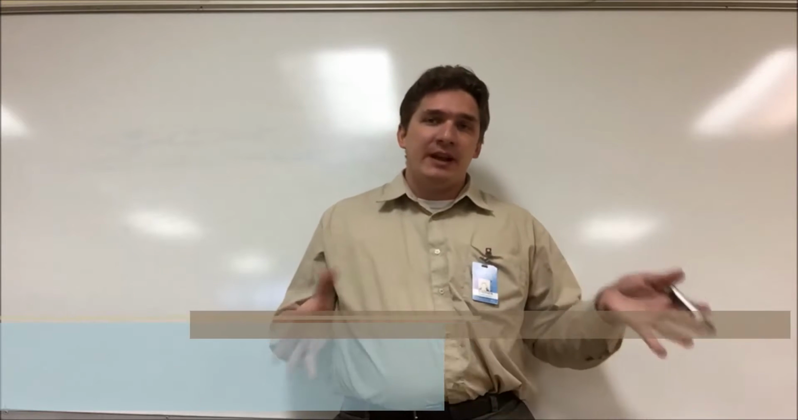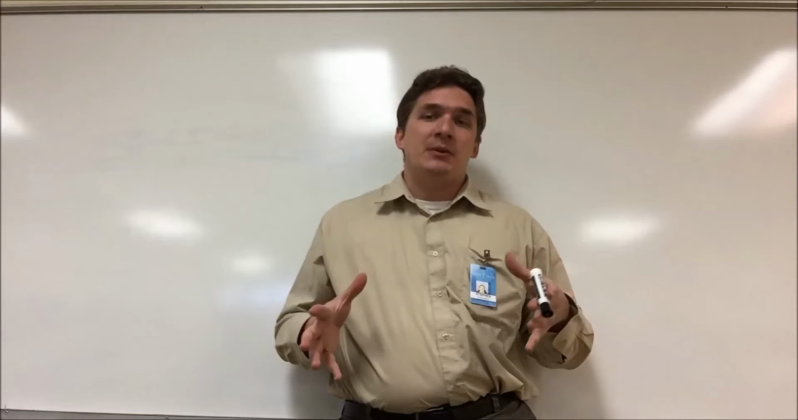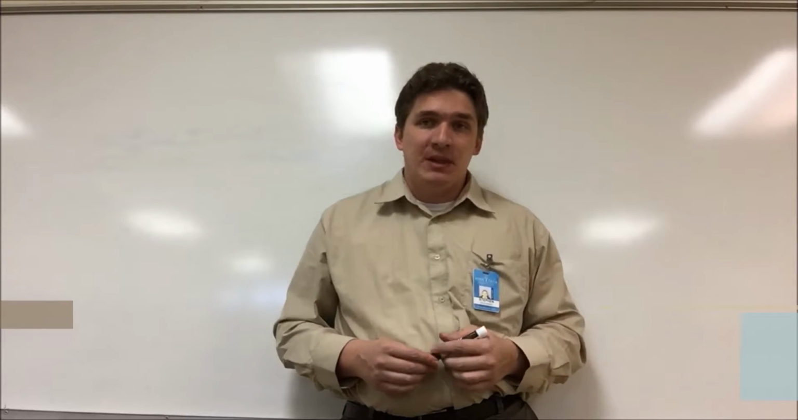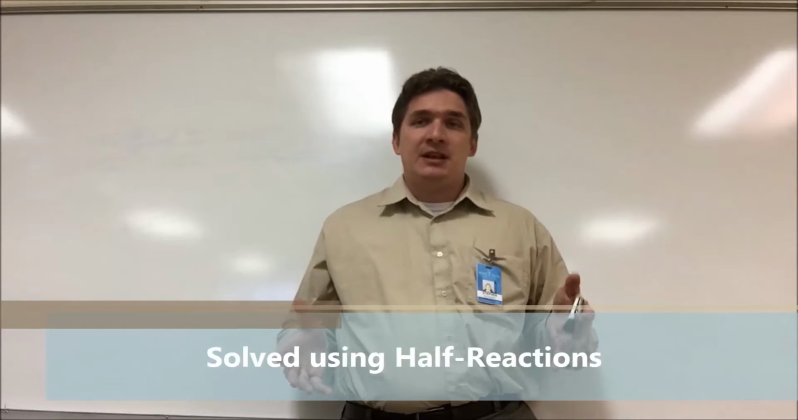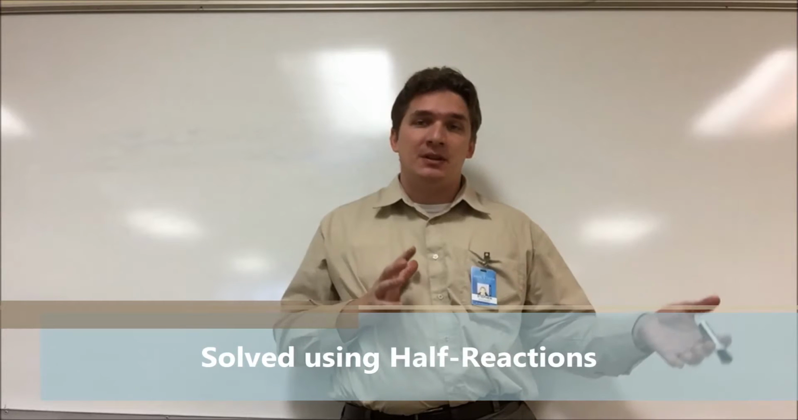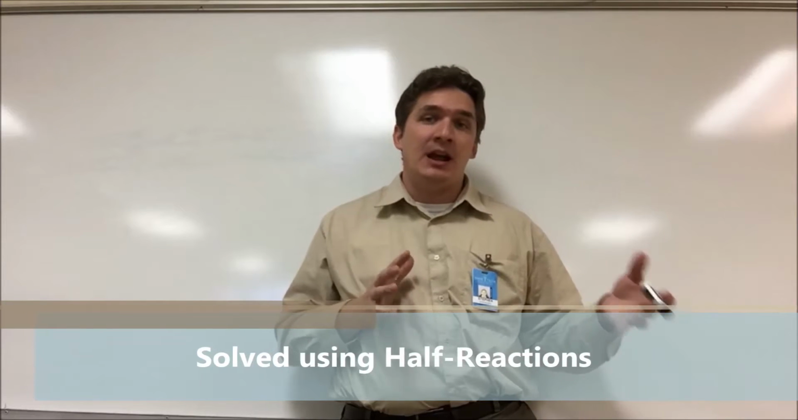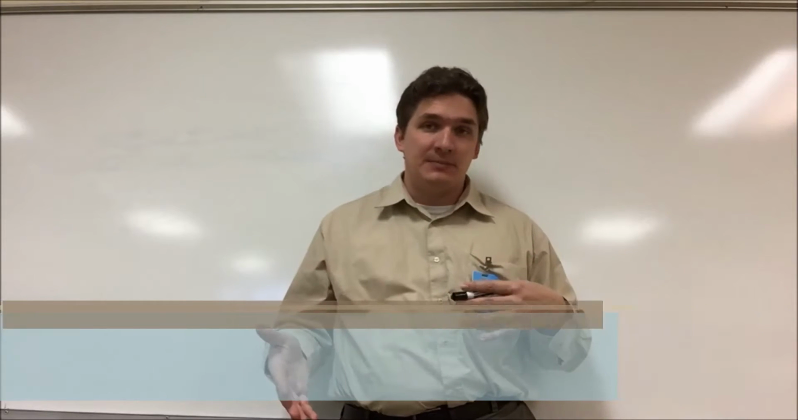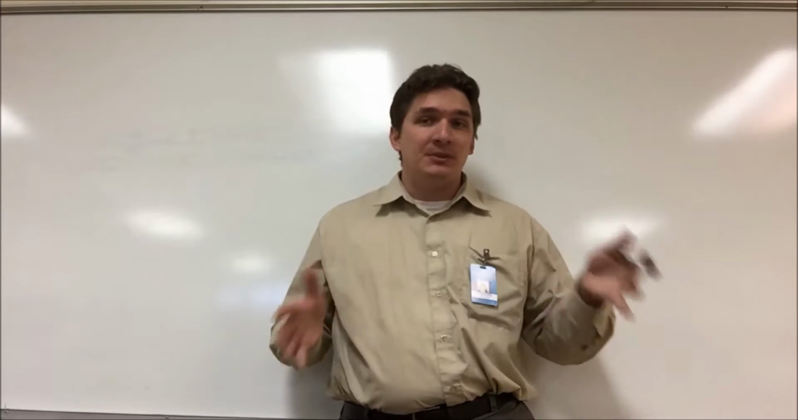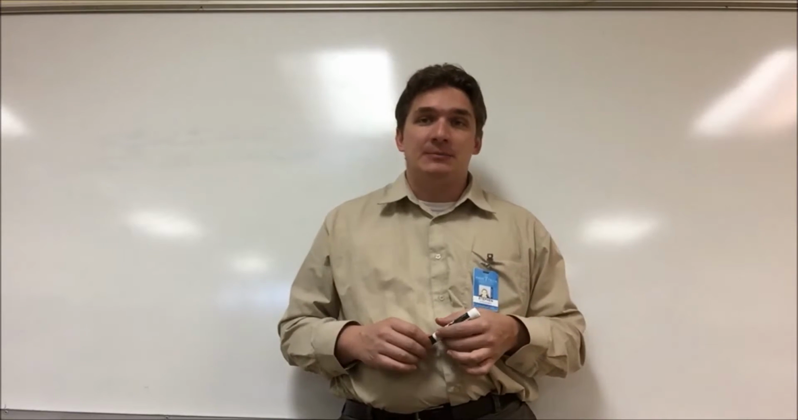So this special class of redox is one that is typically solved by using what's called the half reaction method. What the half reaction method does is that it breaks balancing the number of atoms of each element and the number of electrons into two separate steps. So we'll start out with a simple example, and then we'll move to a much more complicated example.